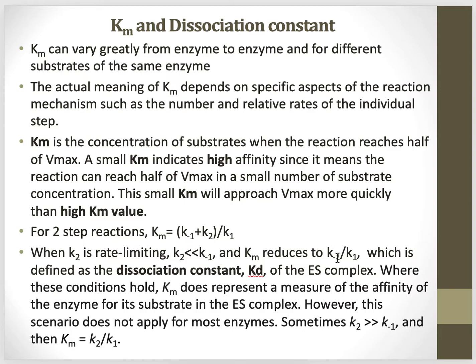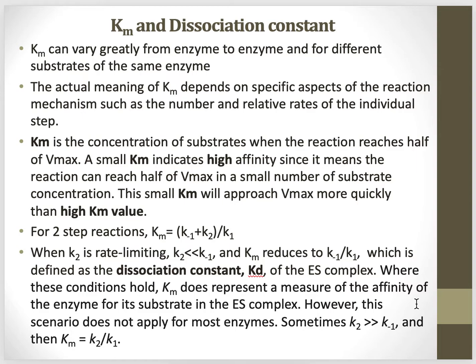This term is called the dissociation constant, Kd. Where these conditions hold, Km does represent a measure of the affinity of the enzyme for its substrate in the ES complex. So what is the meaning of Km? Km represents a measure of the affinity of the enzyme for its substrate. By the value of Km, we can understand the affinity of the enzyme for the substrate in that reaction.